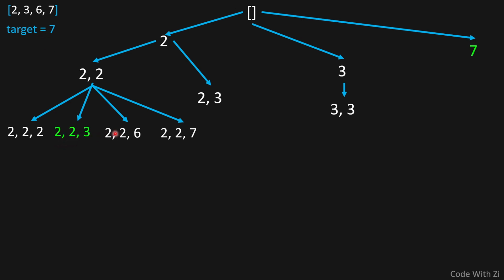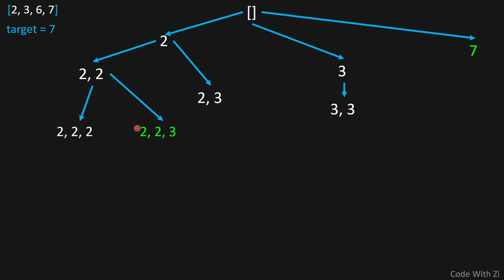Let's check this one, 2 plus 2 plus 6, that's going to be 10, and that's greater than our target, so we're going to ignore this one. And 2 plus 2 plus 7 is also greater than our target, so we're going to ignore this one as well. So let's ignore them, and let's bring this here so we can have more space. Now let's explore this one.